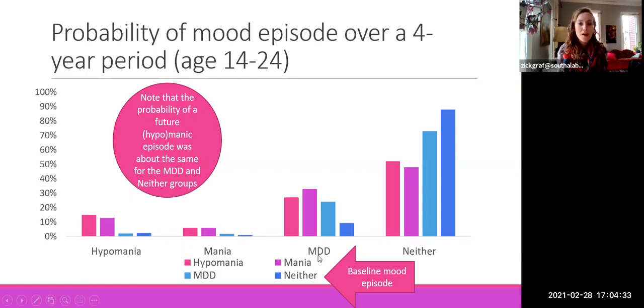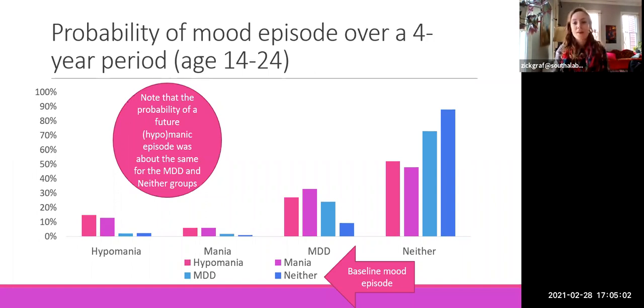The key takeaway here is that when you compare the rate of people experiencing hypomania and mania who had never had a mood episode to those who had a historical major depressive episode, the risk of hypomania and mania is about the same. The risk of depression is higher for people who had a previous mood episode. But what this is showing is that having had a major depressive episode puts you at risk for depression in the future, but it does not put you at risk for mania or hypomania.